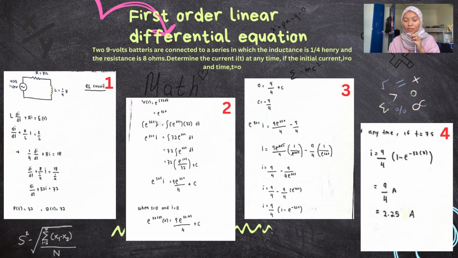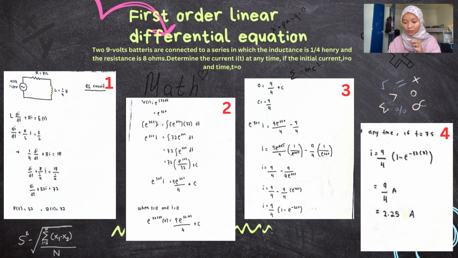To find the solution of the linear equation, it can be written as di/dt plus R/L I equals E/L. We can substitute the values of R, L, and E. So we get di/dt plus 32I equals 72. So we represent P(t) equals 32 and Q(t) equals 72. For convenience, the expression of the integrating factor is e to the power integral of 32 dt. So we integrate this integrating factor.